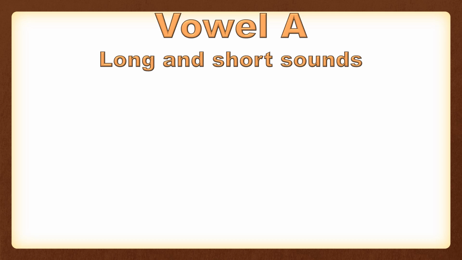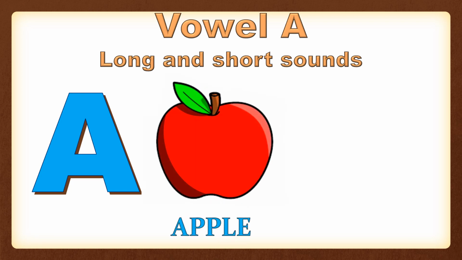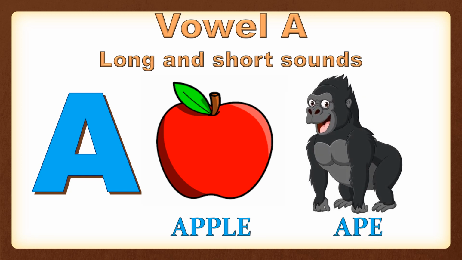So let's see first, what are the two different sounds of vowel A? A, apple. A, ape. So did you see that when I said ape, it looked like I am saying the letter itself, right? That means it's a long sound. And when I said apple, it sounded like a short sound. Let's see more examples of A's long and short sounds.